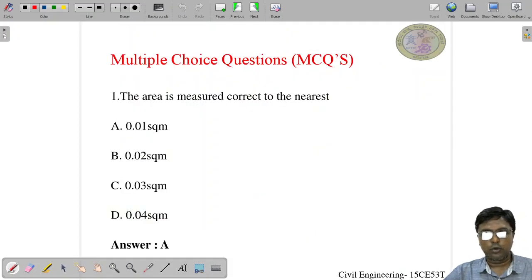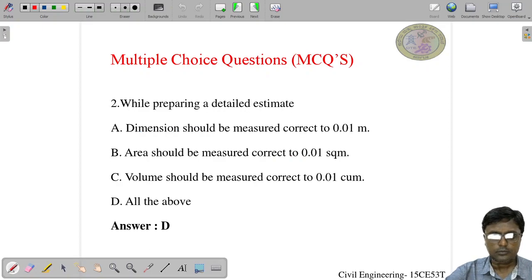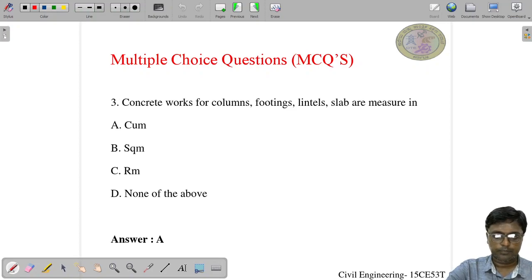Okay, before winding up, let us see some multiple choice questions. While preparing a detailed estimate, what are the dimensions that should be measured correct to the nearest 0.01? Yes, area should be measured correct to 0.01 square meter. Volume should be measured correct to 0.01 cubic meter. All the above. Yes, all the above. You have to measure all the dimensions, area and volume to the nearest 0.01 meter, square meter or cubic meter.